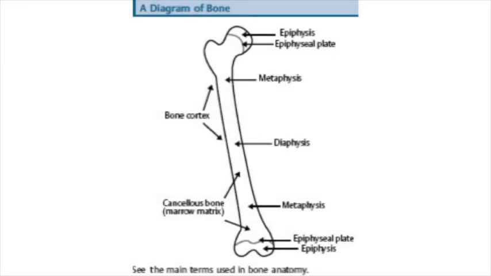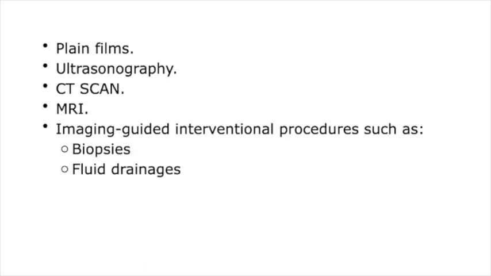So we start our lecture refreshing the anatomy of the bone. Remember, the bone is divided into epiphysis, metaphysis, and diaphysis. We have also the bone cortex and the marrow matrix. There are different studies we can perform in this musculoskeletal system. We have plain X-rays, ultrasound, CT scan, MRI as usual, and also image-guided interventional procedures. So we can do biopsy and drain fluid, as you know very well.